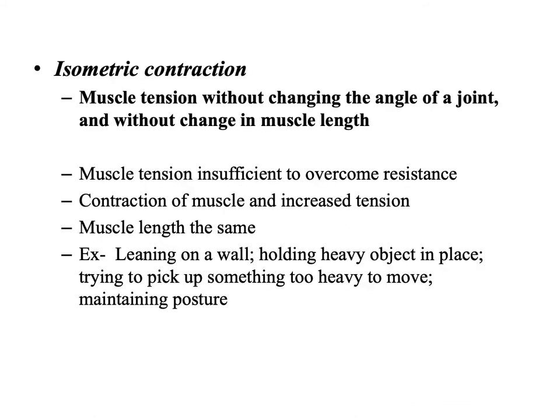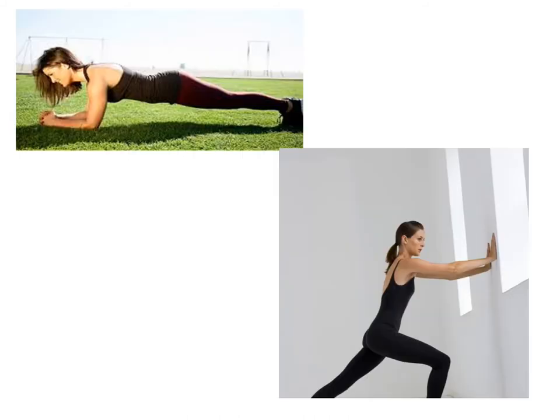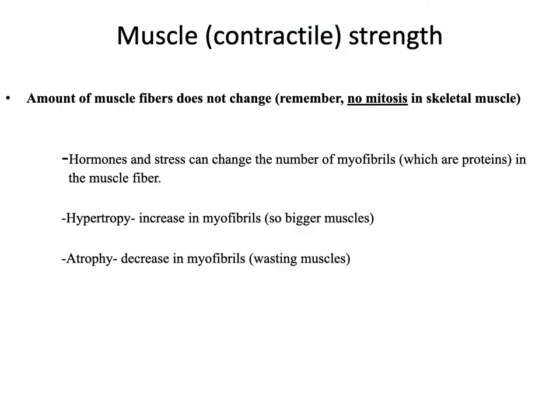And then isometric, like I said, you're still getting tension. But if you're leaning up against the wall, you can feel yourself tensing. Or if you're doing the squat, so your back is flat against the wall, but your legs are at a 90 degree angle, you're not moving. You're not going to move the wall. But your thighs are going to start to shake. Yes, mine do. That's isometric contractions, not isotonic contractions. Isometric.